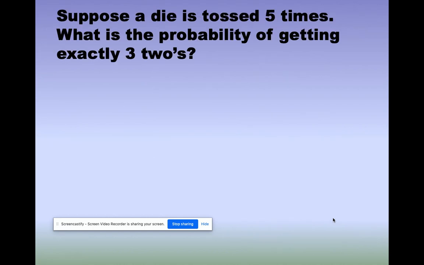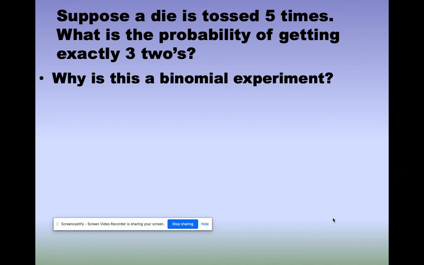Suppose a die is tossed 5 times. What's the probability of getting exactly 3 2s? Why is this a binomial experiment? Well, we have more than one trial. We're tossing our die 5 times. I can get a 2 or not get a 2. So there are my 2 outcomes.